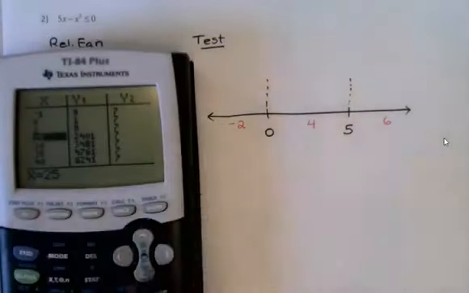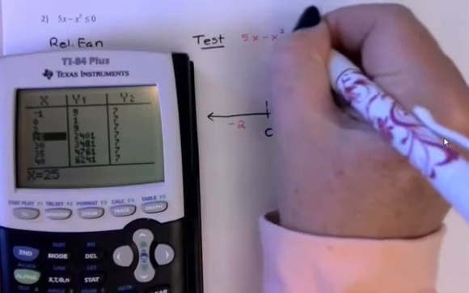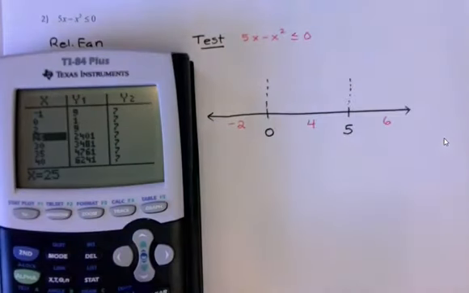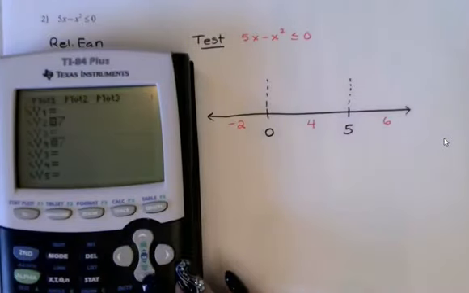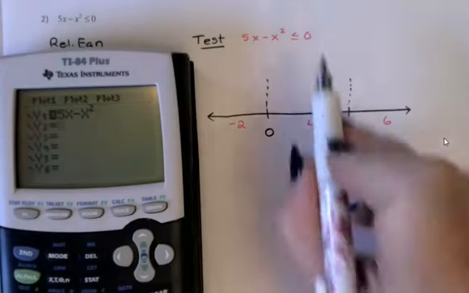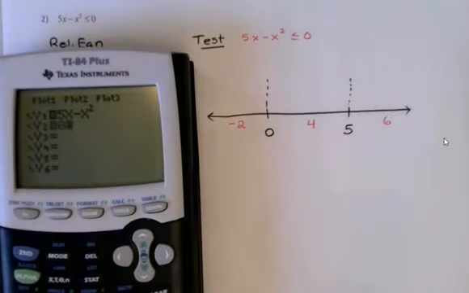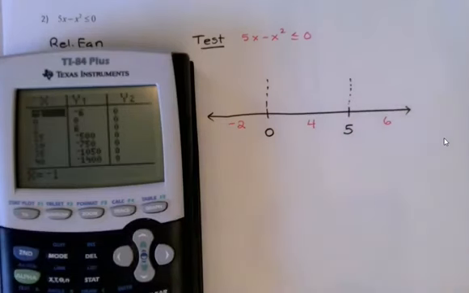All right, I am testing to see if 5x minus x squared is really less than or equal to 0. So in my y equals, I'll put in the 5x minus x squared. And again, it's up to you. When it's just a constant over here, if you want to put the 0 in, you can. It's not absolutely necessary. And then I'll go to my table.